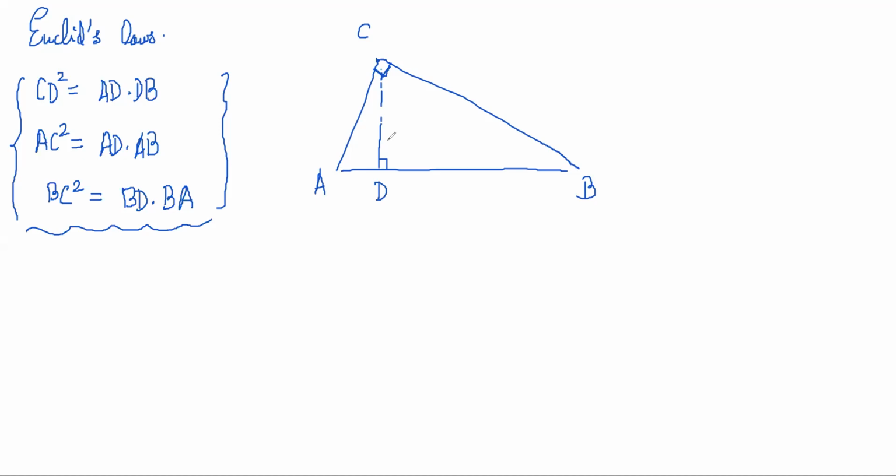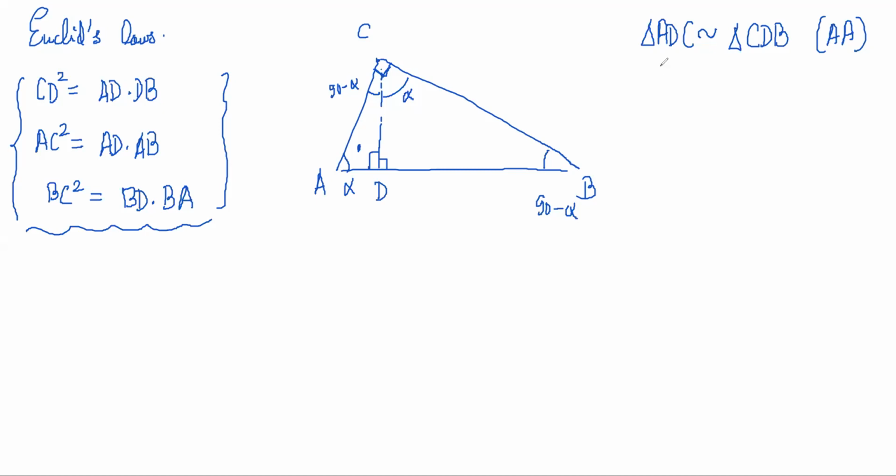Everyone try once. You can prove that triangle ADC is similar to triangle CDB, by the AA criterion. Because this is 90 degrees, if this is alpha, this much is 90 minus alpha, and this much is alpha. So this one becomes 90 minus alpha. Now triangle ADC is similar to CDB, CDB is similar to ABC, and ADC is also similar to ABC. All three triangles are similar.